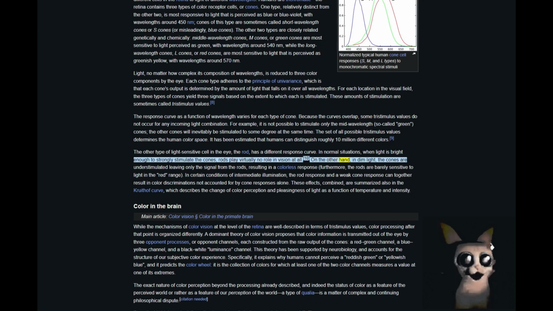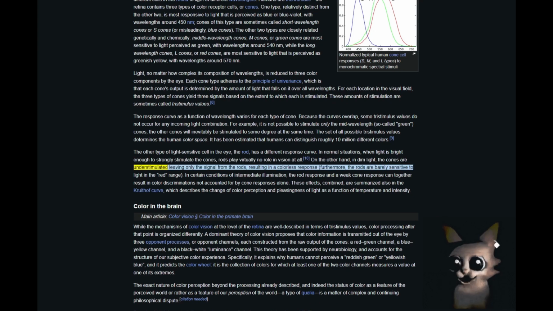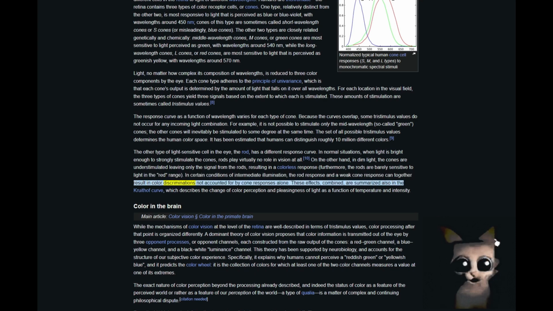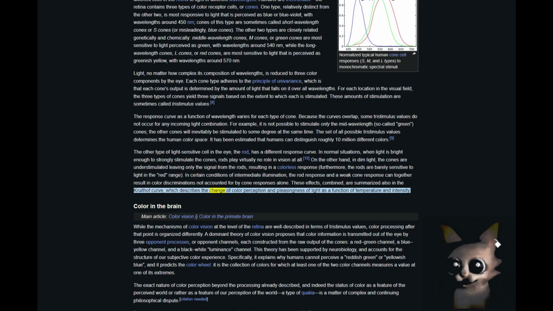On the other hand, in dim light, the cones are understimulated, leaving only the signal from the rods, resulting in a colorless response. Furthermore, the rods are barely sensitive to light in the red range. In certain conditions of intermediate illumination, the rod response and a weak cone response can together result in color discriminations not accounted for by cone responses alone. These effects, combined, are summarized also in the Kruithof curve, which describes the change of color perception and pleasingness of light as a function of temperature and intensity.